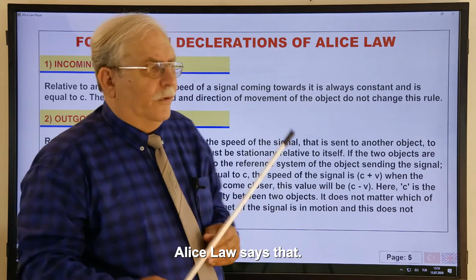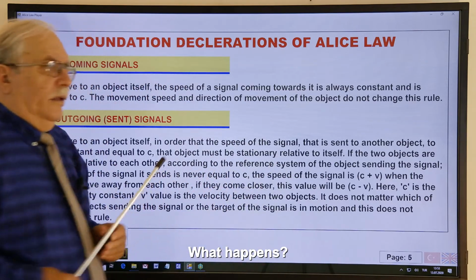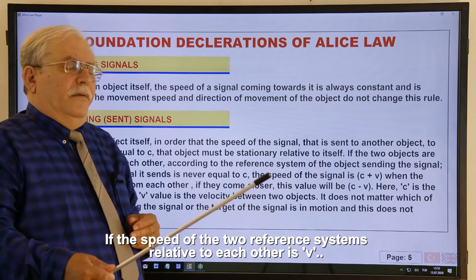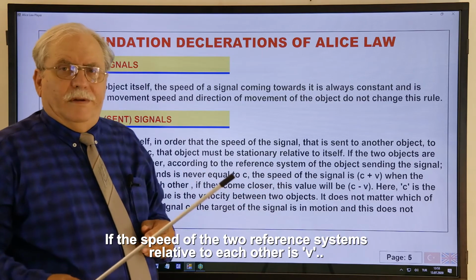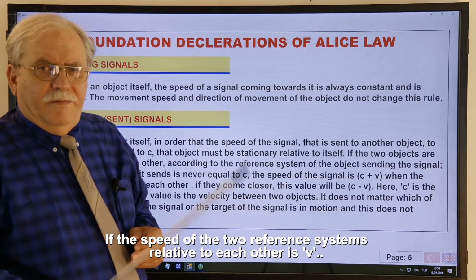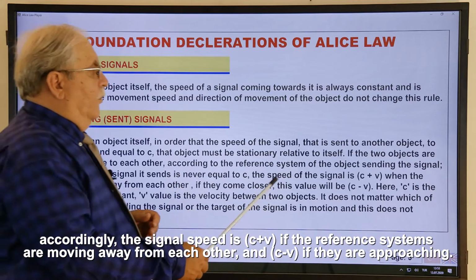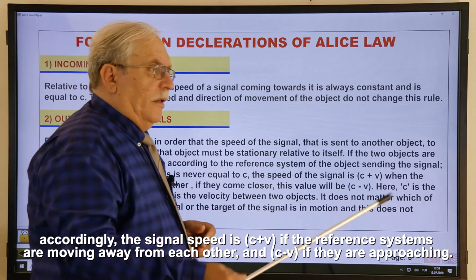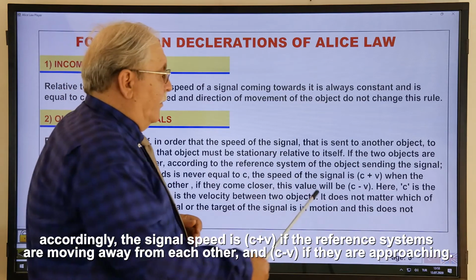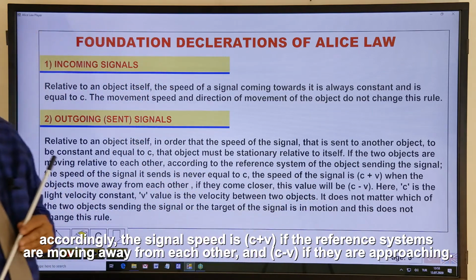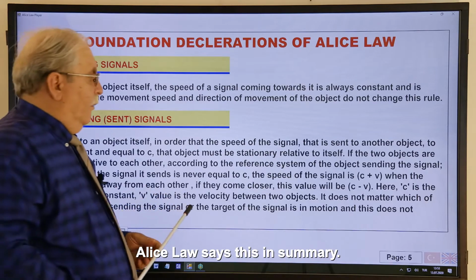Alice's law says that. What happens? If the speed of the two reference systems relative to each other is v, accordingly, the signal speed is c plus v if the reference systems are moving away from each other, and c minus v if they are approaching. Alice's law says this in summary.